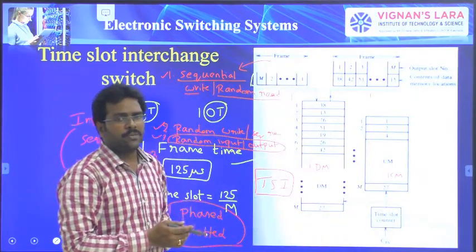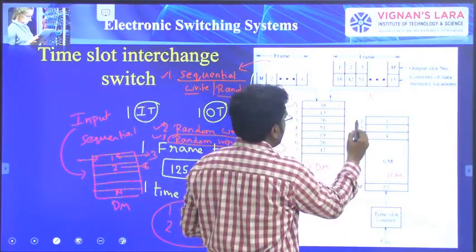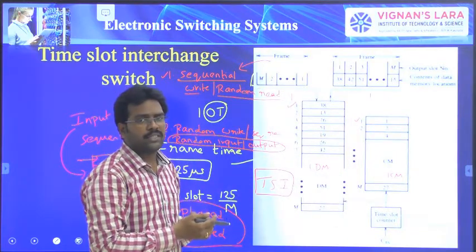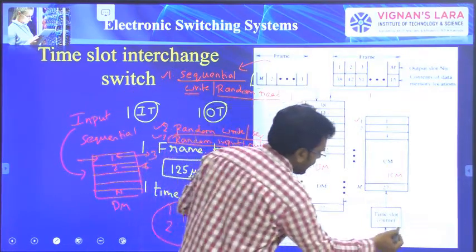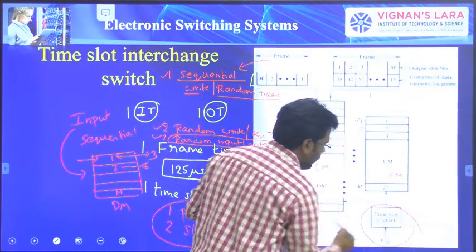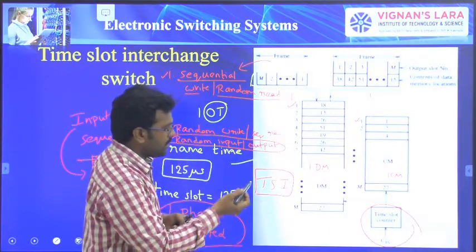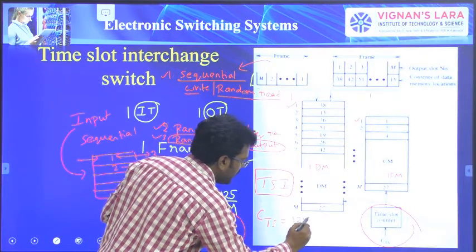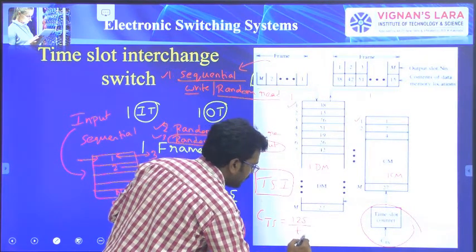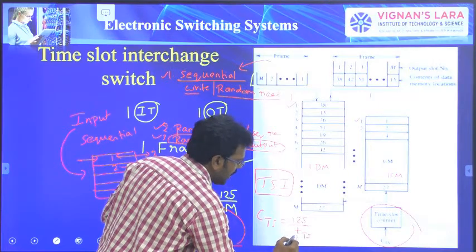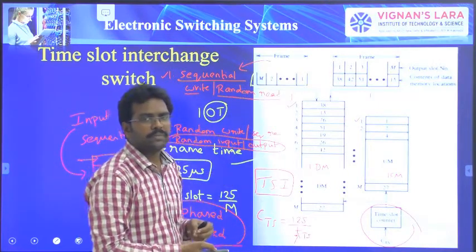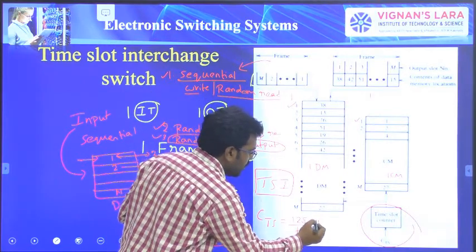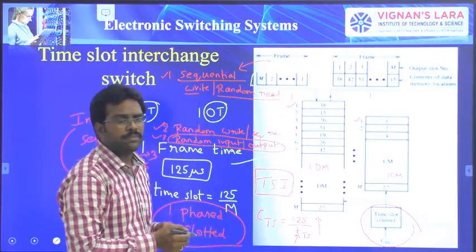Okay, there is a one-to-one correspondence between this data memory and control memory. So again, to increment the locations, the addresses, we have to use one time slot counter. What is the value of this time slot counter? CTS is equal to 125 by, and take it as some TTS. What is TTS? Time for switching. So with this value, the counter is going to increment for every individual time slot.